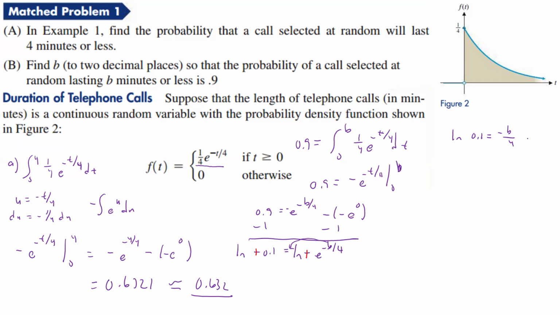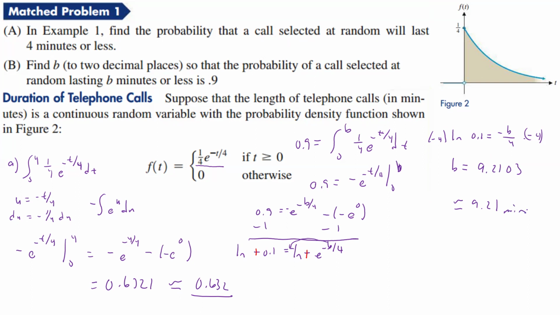Now we want to solve for b, so if we multiply this by a negative 4 and we multiply this by a negative 4, we get b is equal to negative 4 times ln of 0.1, and it looks like we get 9.2103, and they only wanted two decimal places, so that's about 9.21, and that's going to be minutes.